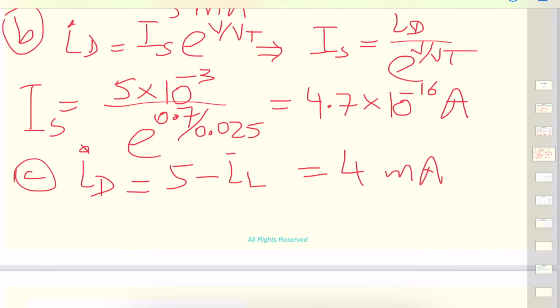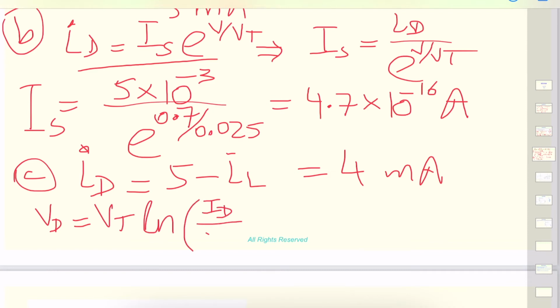Now, across each diode, the voltage drop can be found by using the same relationship, but now we will bring things on this side. So we'll rearrange to find the diode voltage. It would be Vt log of Id over Is.